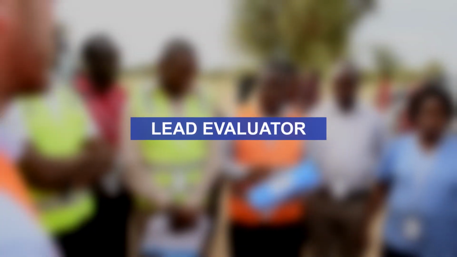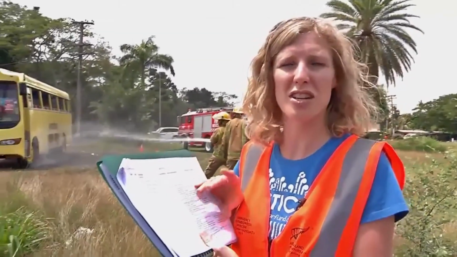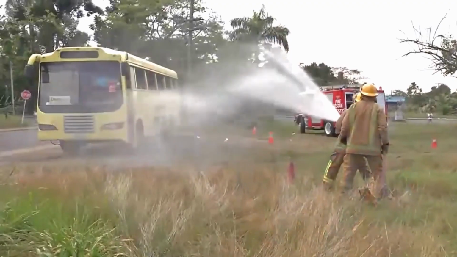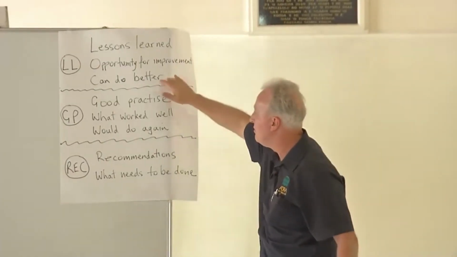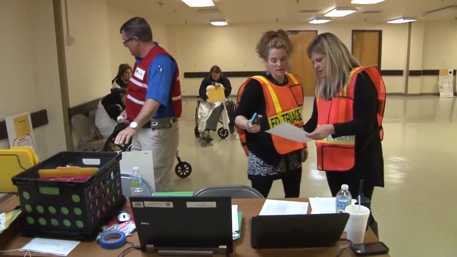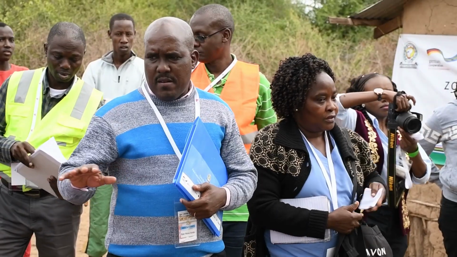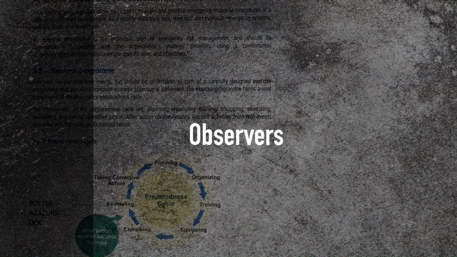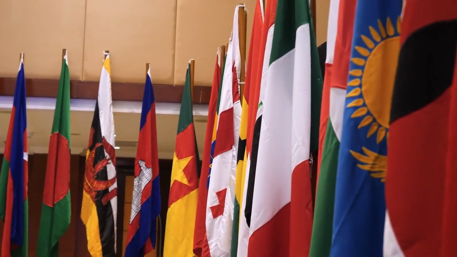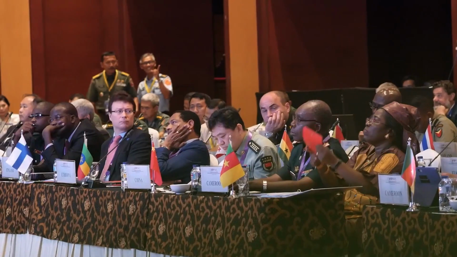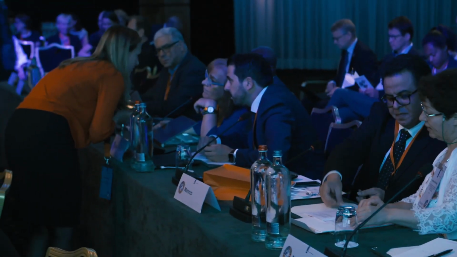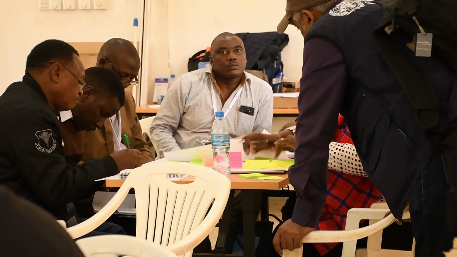The lead evaluator develops the evaluation strategy, coordinates the tasks of other evaluators, and works closely with the facilitator and the exercise director. They lead the debriefs and produce the first draft of the exercise report. Finally, observers only observe the exercise, but may submit their observations as part of the evaluation process. Although they do not have an official role in the conduct of the exercise, they can have valuable insights. Observers will not intervene during the exercise, but may be asked to provide their input during the debriefing session.